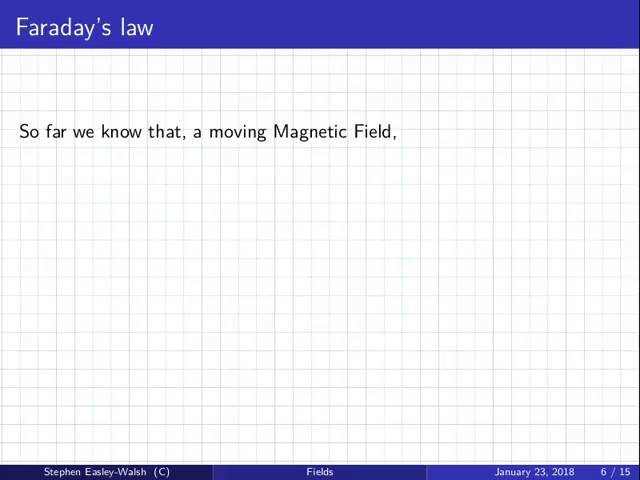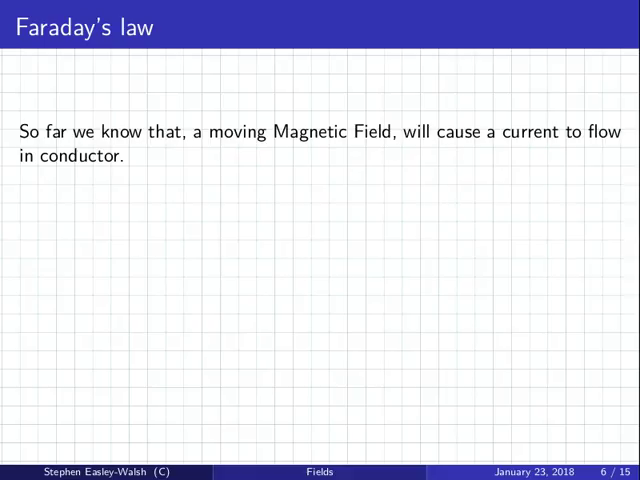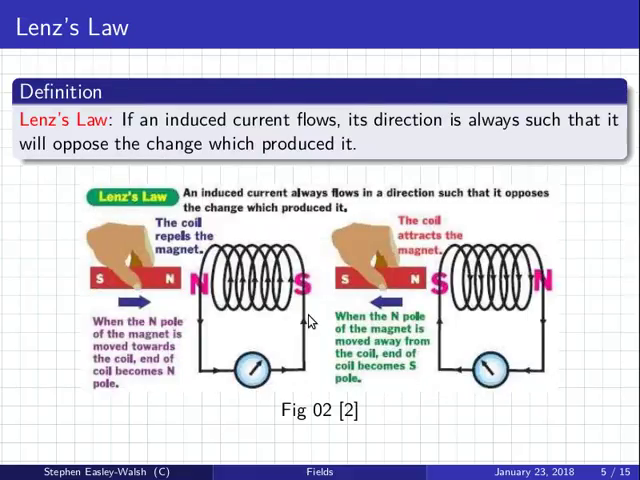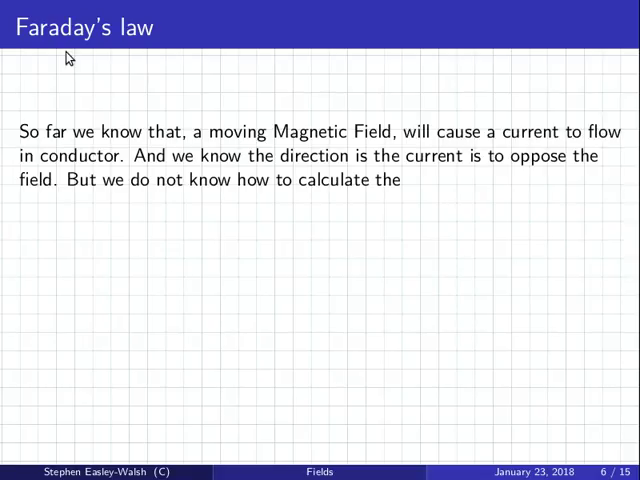So far we know a moving magnetic field will cause a current to flow in a conductor. And we know the direction of the current is to oppose the field. But we do not know how to calculate the voltage. This is great and all, but we actually don't know how much voltage there will be. But there's actually a law to calculate the voltage, discovered by Faraday. Faraday's law lets us calculate how much voltage we have.